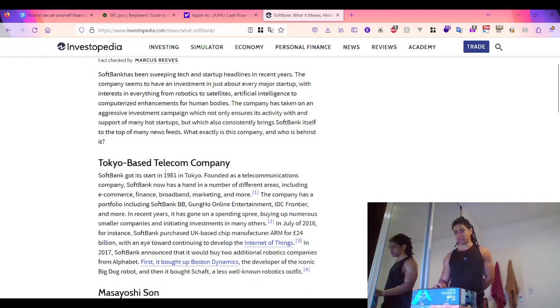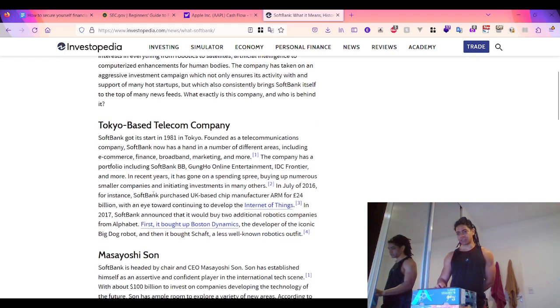SoftBank was founded in 1981 in Tokyo. Founded as a telecommunication company, SoftBank now has a hand in a number of different areas, including e-commerce, finance, broadband, marketing, and more. The company has a portfolio including SoftBank BB, Gungho Online Entertainment, and more. In recent years, it has gone on a spending spree, buying up numerous smaller companies and initiating investment in many others. In July of 2016, for instance, SoftBank purchased UK-based chip manufacturer ARM for $24 billion.